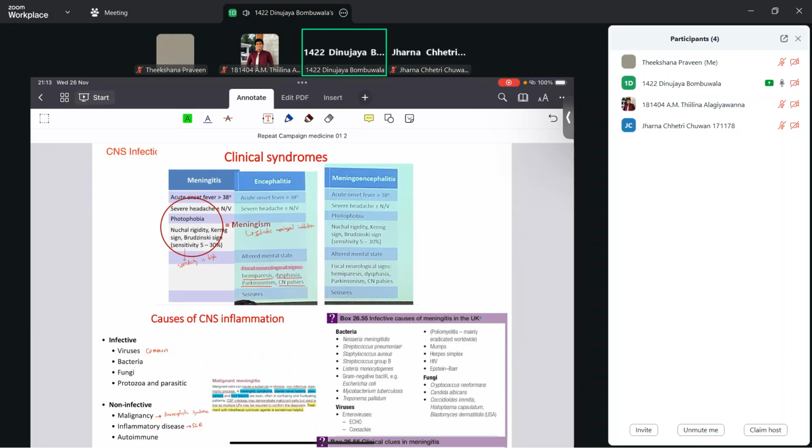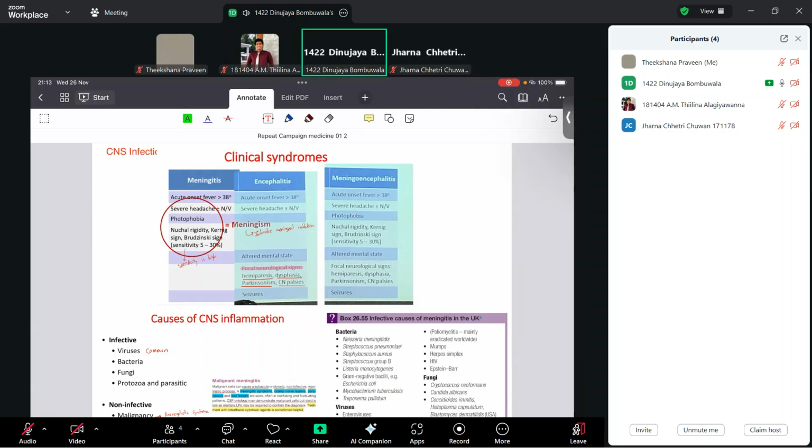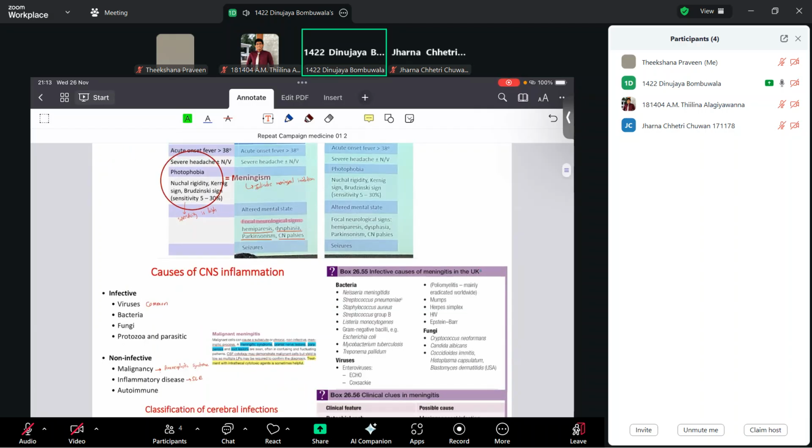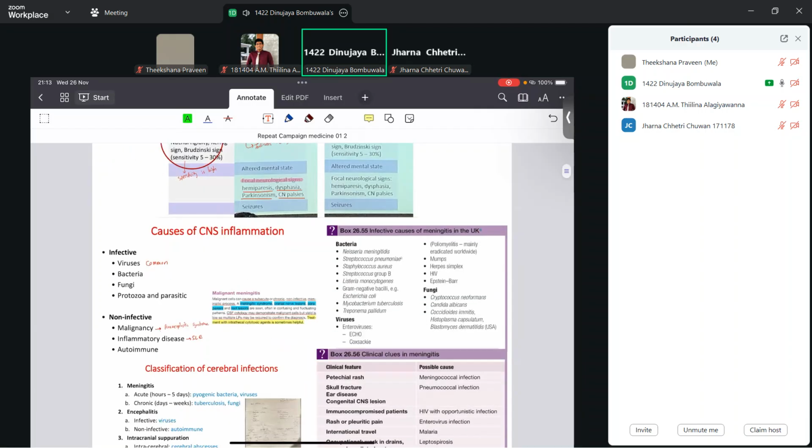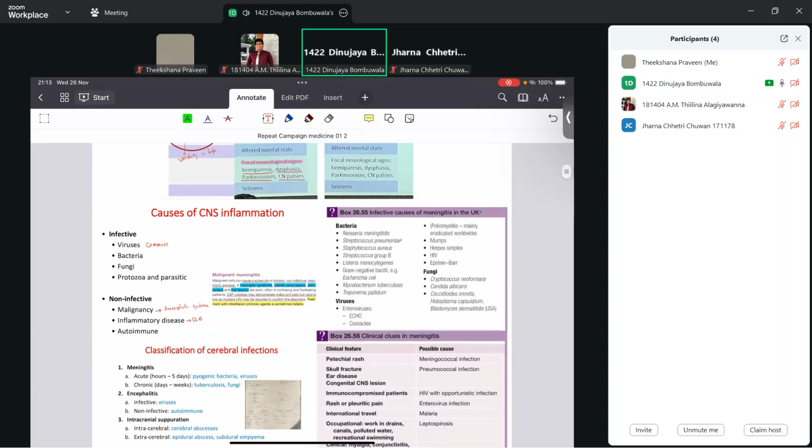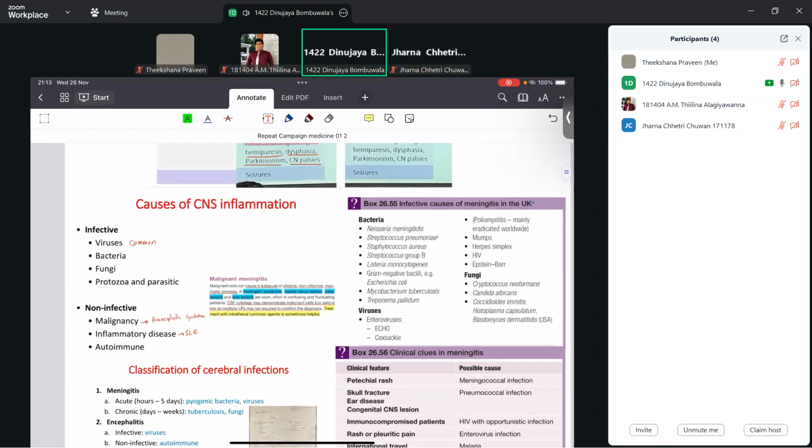In encephalitis, the cerebral matter, the brain matter, is inflamed. And in meningoencephalitis, both the meninges and the brain matter are inflamed. The causes of CNS inflammation can be categorized as infective and non-infective. What we mostly know are the infective causes, but there are non-infective causes like malignancies, such as those occurring as part of paraneoplastic syndrome.